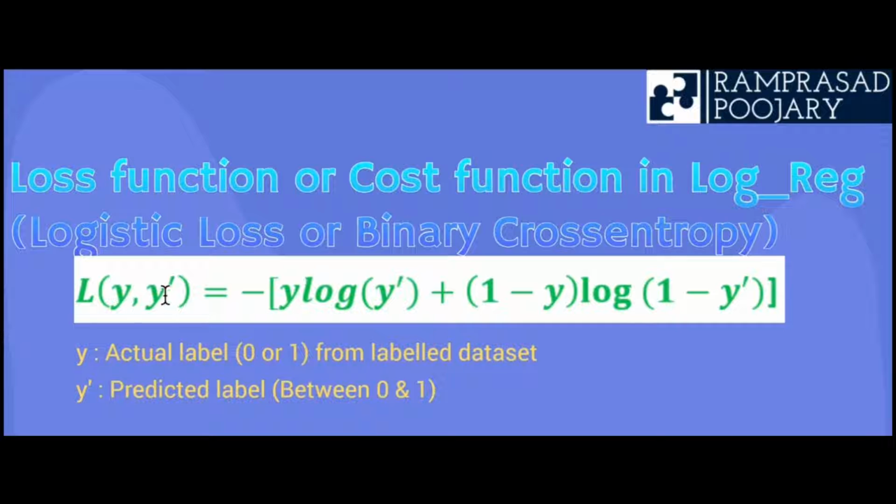Now, as you know, y dash can take a value between 0 and 1, which is a probability, and y, which is found within the label data set, can take only 0 or 1 in the case of a binary classification data set. So, if y equals 0, that means this term becomes 0. So, the loss value can be computed using minus log of 1 minus y dash. Similarly, when y equals 1, this term becomes 0. Therefore, the loss function will be simplified to minus log of y dash. So, this is how you can compute the loss values in the case of logistic regression.